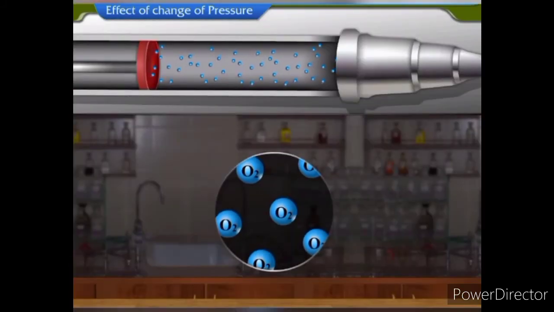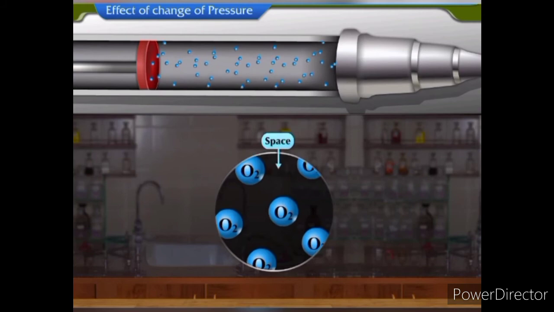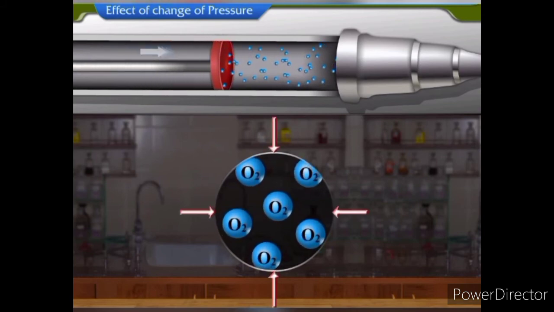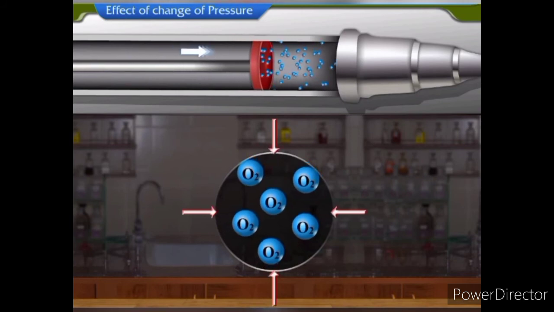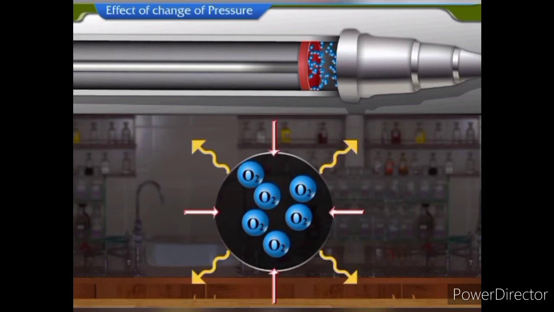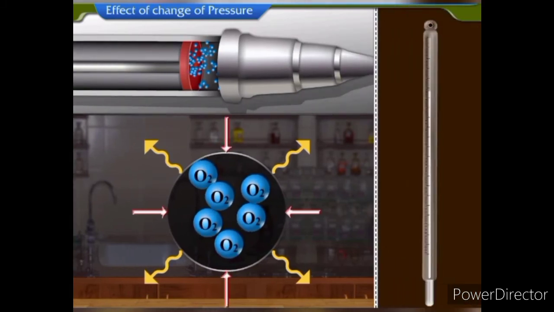In a gaseous substance, there is a lot of space between the particles. If pressure is applied, the particles of the gas come closer and the gas is compressed. When a gas is compressed, heat is produced due to compression. So while applying pressure, it is necessary to decrease the temperature in order to take away the heat produced during compression.